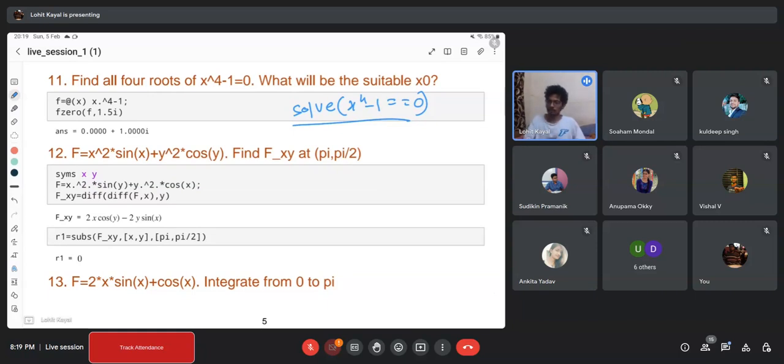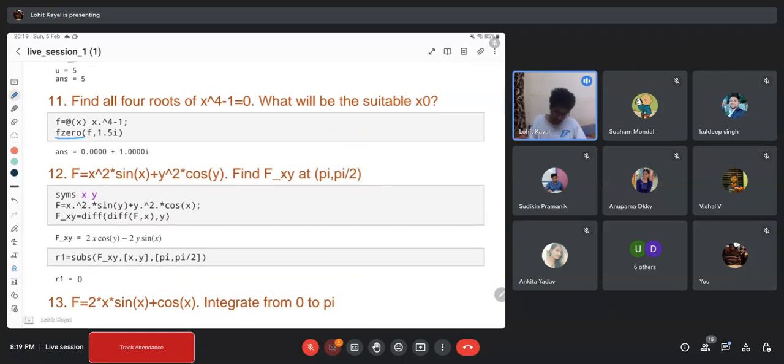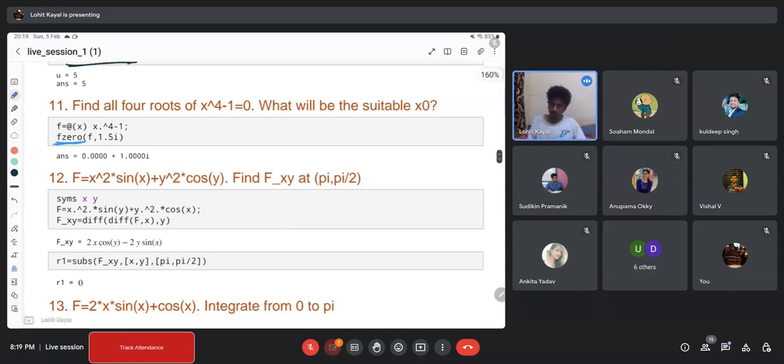So far I have covered the symbolic part, and now I am going to the numerical part again. Here there is a new function f0. So what does f0 do? Here I have defined a function. In the first week of the course you learned that you can define a small function like this: f equal to @x x dot to the power 4 minus 1. This is the function. Okay.